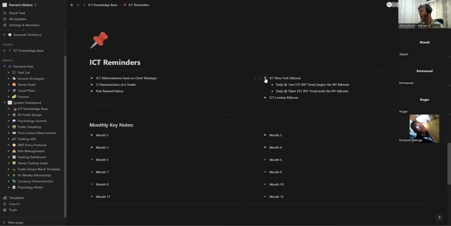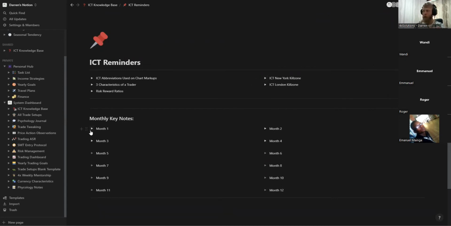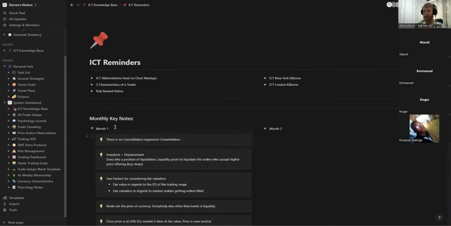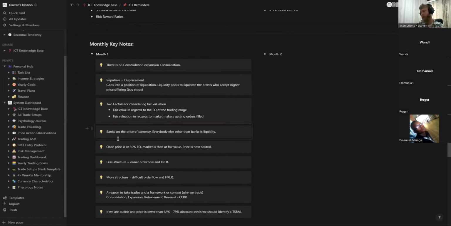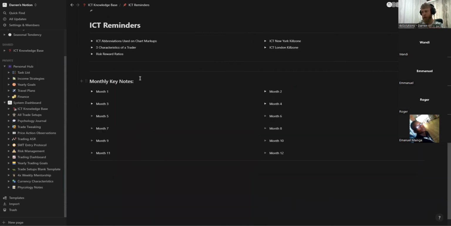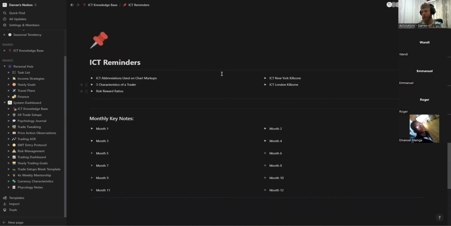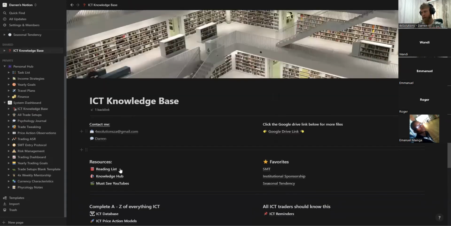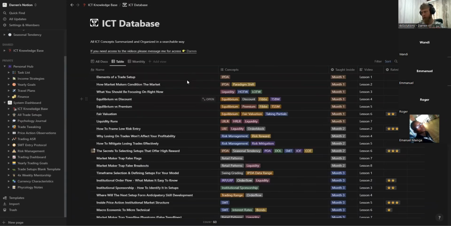Like if you forget what a kill zone is, you'd come in here, or any particular notes about a particular month, for example, because there are 12 months of learning for ICT. So everything is pretty much organized and categorized over here. And then this is my database that I'm building. So this is what you guys will have access to.